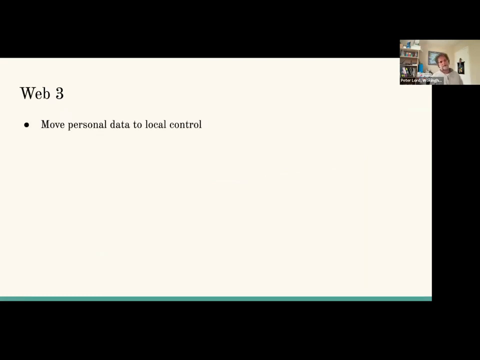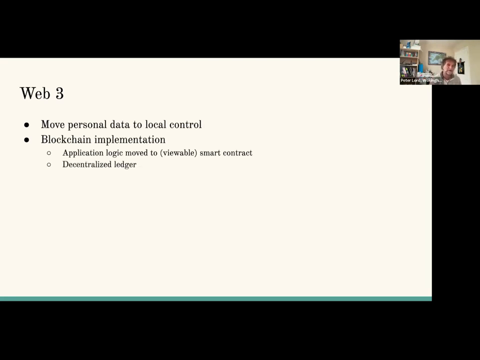So, some features about Web3 then, just to summarize, and I'll pause after this to see if there are any further questions. The whole point about Web3 is to move this data under local control. Most Web3 applications use a blockchain implementation, although they don't have to. I don't want to give the impression that blockchain is the only way to do it. There are alternatives.